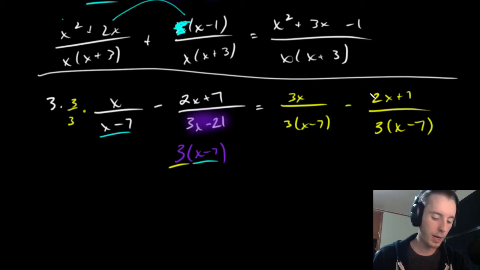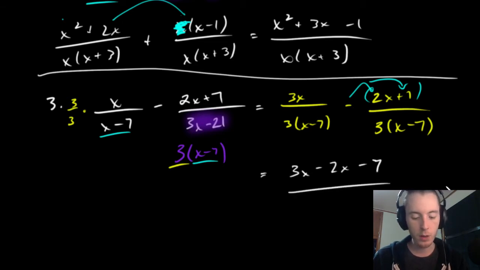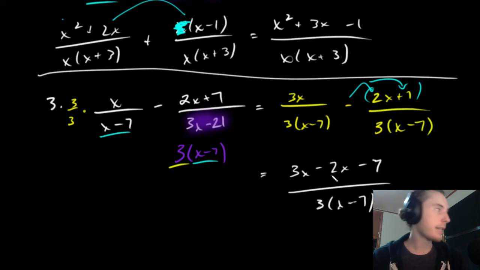And then you subtract it across the top. And so when I subtract, I'm going to have to remember that I need to distribute the negative sign in. And so we will have 3x, and then that's minus 2x minus 7 over that.